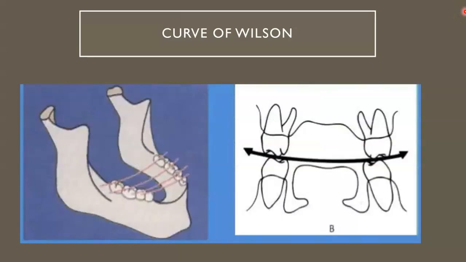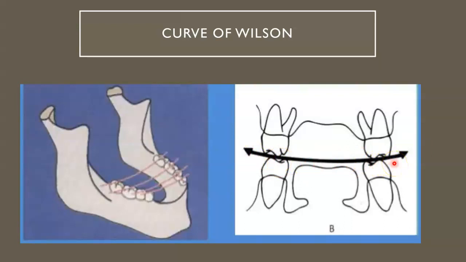And then lastly, the curve of Wilson is now looking at it from posterior of the right side to posterior of the left side. And the curve of Spee, again, helps us when we are trying to determine the functionality of our occlusion. Because when we put a filling back in, we want to ensure that we're trying to match the anatomy as best as we can, so that when we are chewing, where the cusps are aligned are going to be hitting in the right areas. We don't want one side to be higher than the other, because then that's going to create a lot of issues with the TMJ.